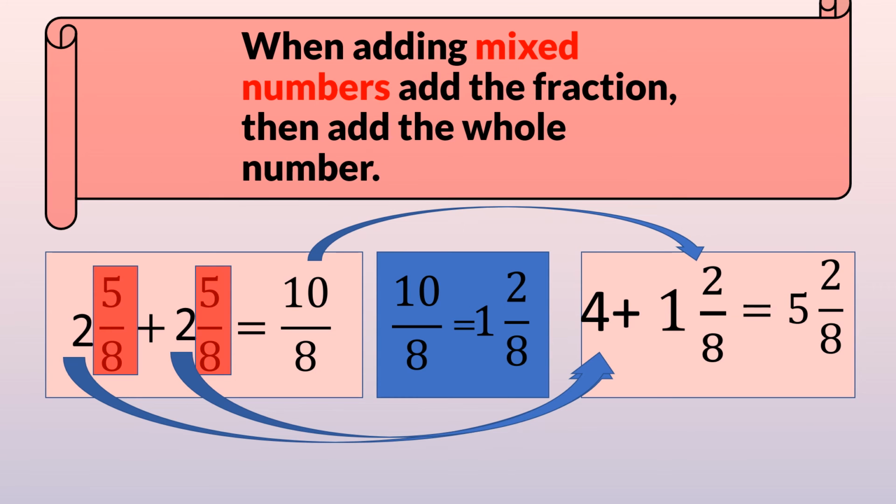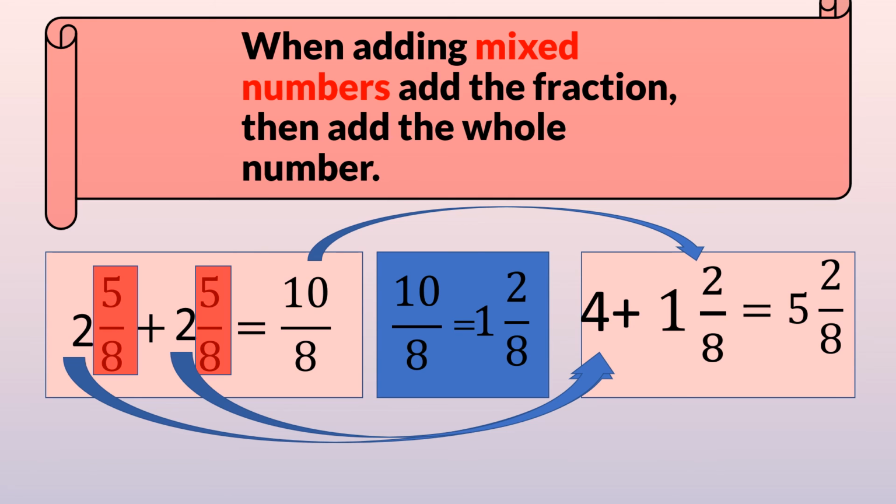Now we're going to work on adding mixed numbers. When adding mixed numbers, add the fraction, then add the whole numbers. So let's look below. We have an equation, 2 5/8 plus 2 5/8. So we're going to add our numerators first. 5 plus 5 equals 10. And then the denominators stay the same. So that's 8. So we have 10/8.